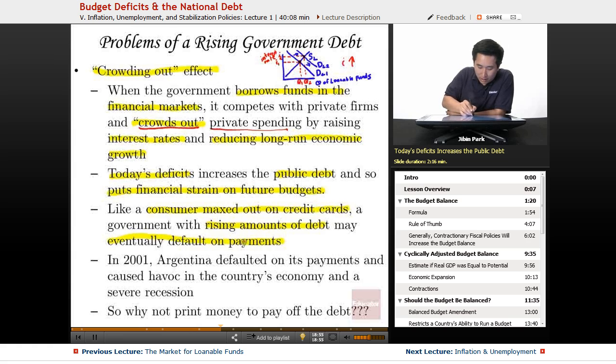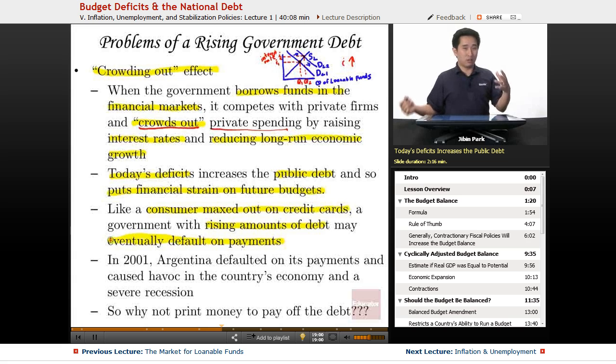Like a consumer maxed out on credit cards, a government with rising amounts of debt may eventually default on payments. If the debt gets too out of control, it's theoretically possible for the United States to default on payments. Now, that has not happened as of the date of this filming. The U.S. has 100% paid back any debt it's issued, and therefore it's maintained a very good credit rating. Now, what would happen if the United States defaulted on its loans? Interest rates would go up, and there might be problems, right?